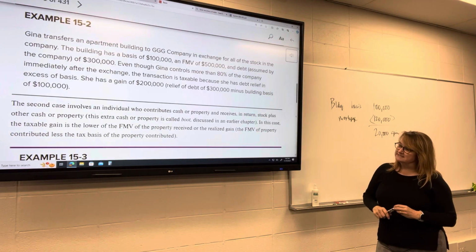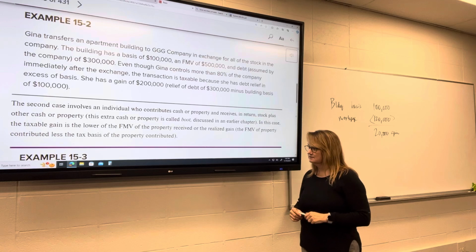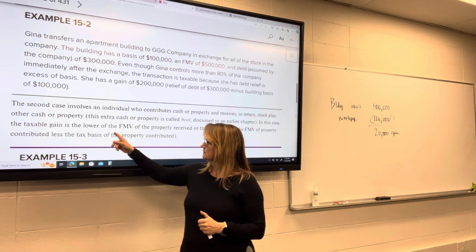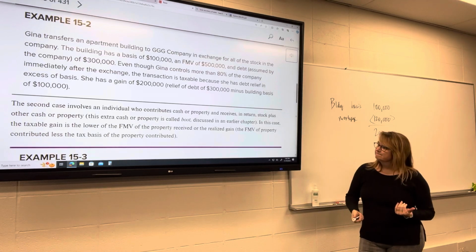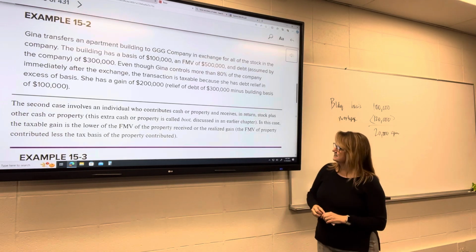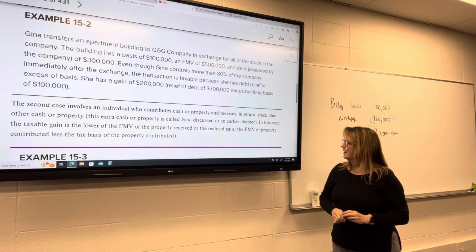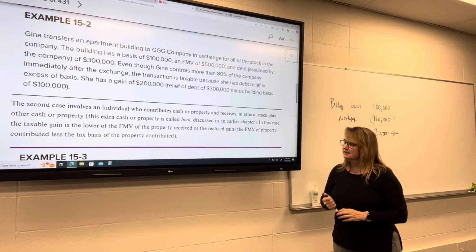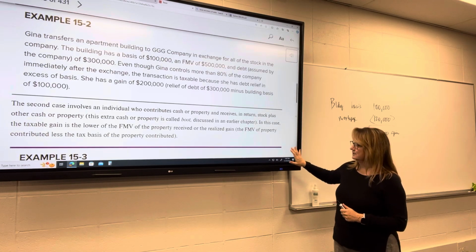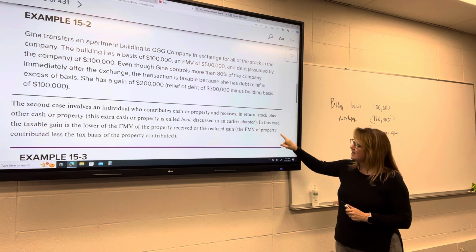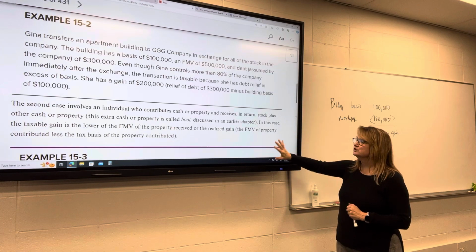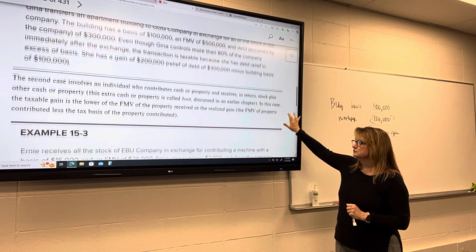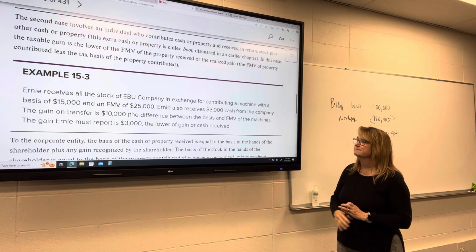So in this case, the taxable gain is going to be the lower of either the fair market value of the property received or the realized gain, which is the fair market value of the property contributed less the basis of the property contributed. So whichever is lower of those two. So let's look at an example here that they've got.